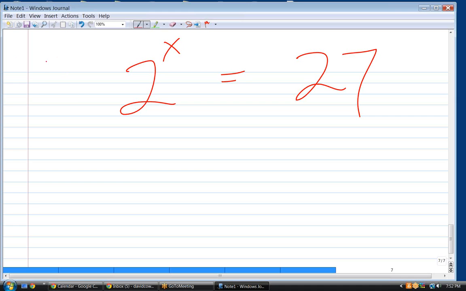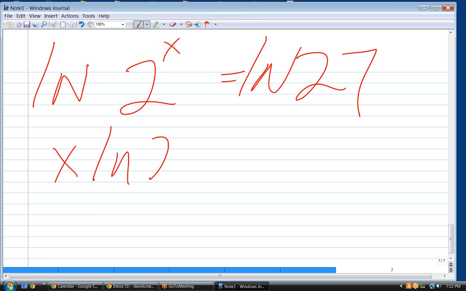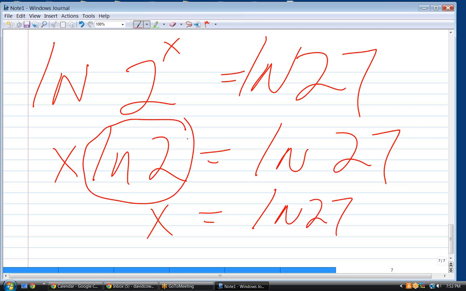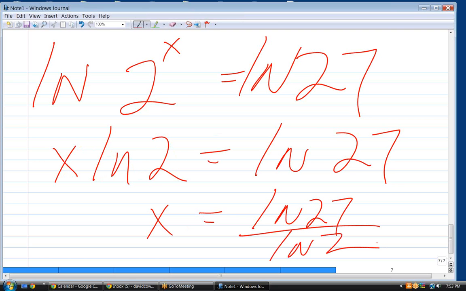Okay, let's do the first one, natural log of both sides. Now what? So then put the x in front of the first natural log. Now what? Divide it by x. Not by x, by the number, by the coefficient of x. Remember, this is just a number. It's a mistake to think of it as anything but a number. If I had a number here, I would finish this equation by dividing by that coefficient. So the answer is natural log of 27 divided by natural log of 2.